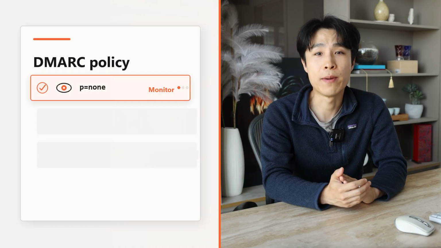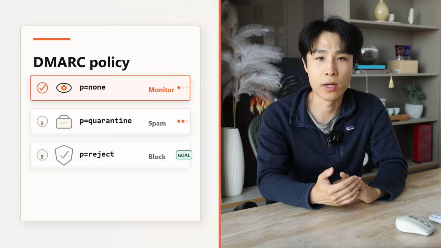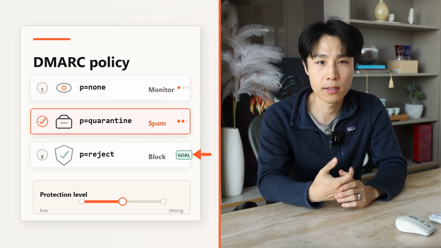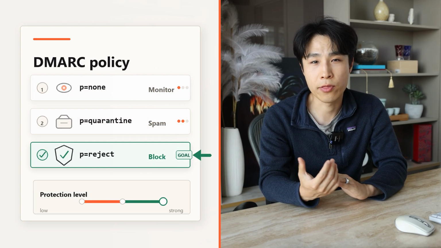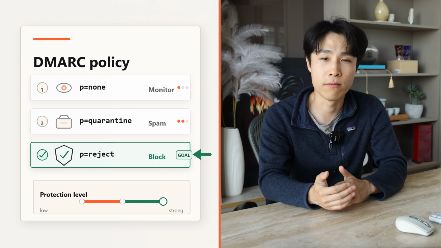Today we're going to go through what none, quarantine, and reject actually mean in your DMARC setup and why it matters which one you're on. If you've set up DMARC already or you've been looking into it, you've probably seen those three options sitting there and wondered what you're actually choosing between. They're not just settings, they're actually three different levels of protection, and most people sit on the wrong one for way too long. So let's go through them one by one.